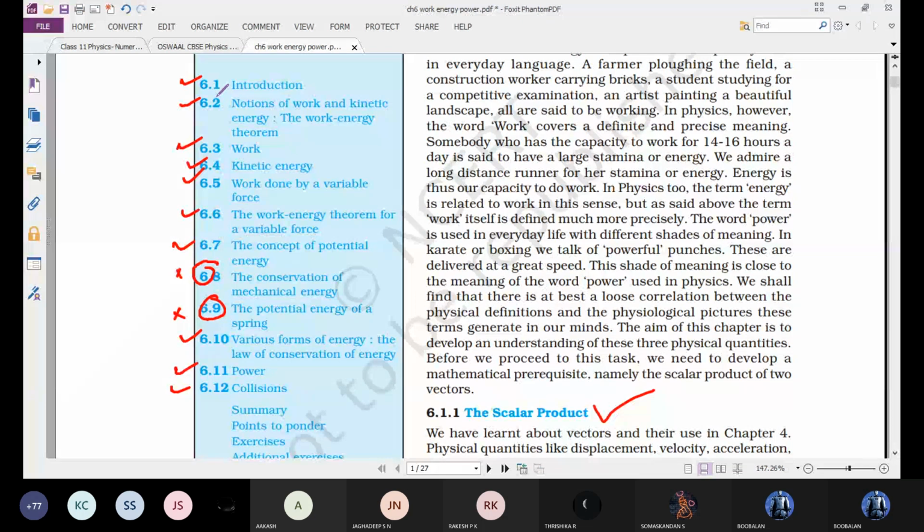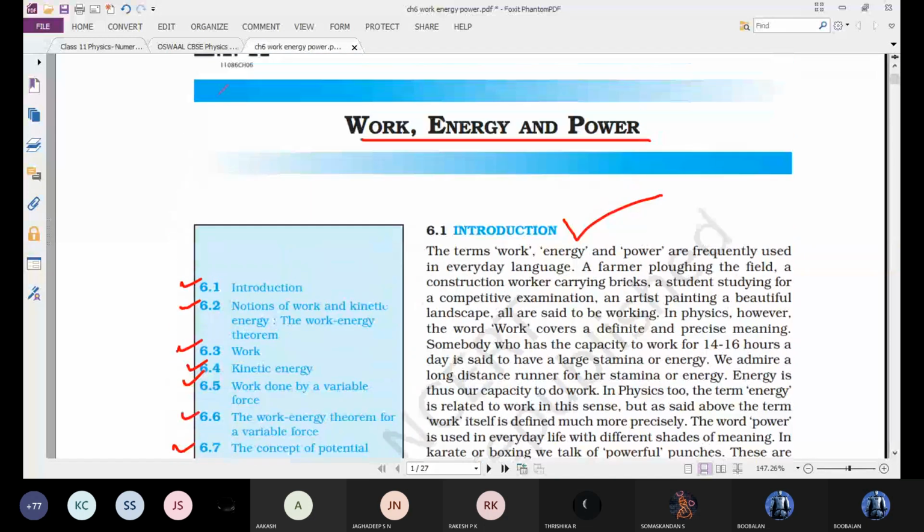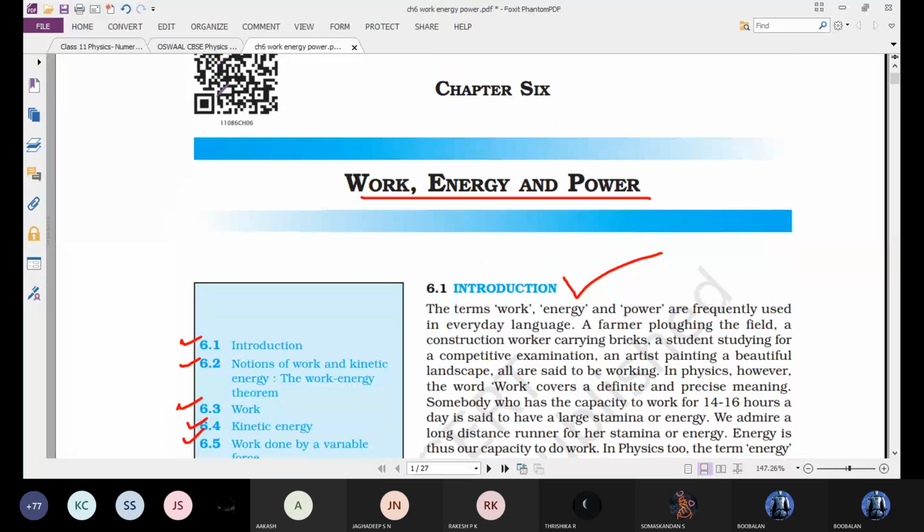today I will share you the notes. You can use it. Chapter number 6 notes. Okay, today I will share.